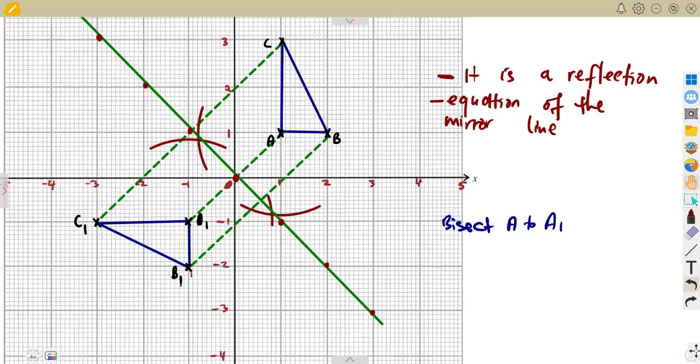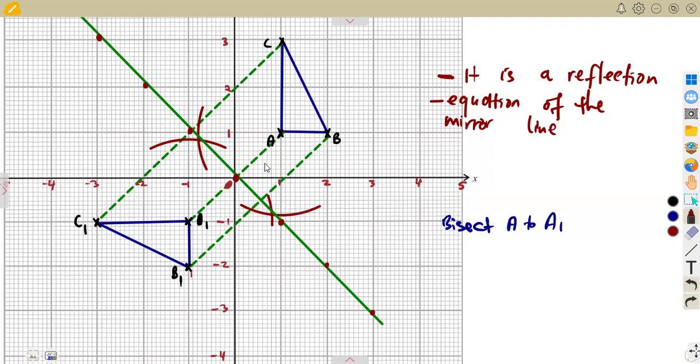This is the line bisector of A to A1. If you were to bisect B and B1, your line bisector was going to pass through the same points, 1 minus 1, 2 minus 2, 3 minus 3. If you were to bisect C and C1, it was going to pass through. Try that. Just try to bisect C and C1, and it is going to pass through the same. That is why I'm saying you choose any combination. That part is not going to affect.